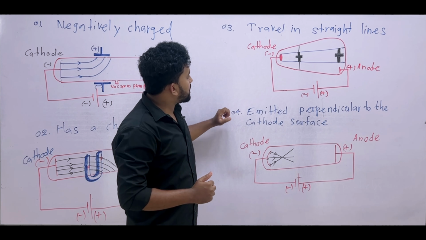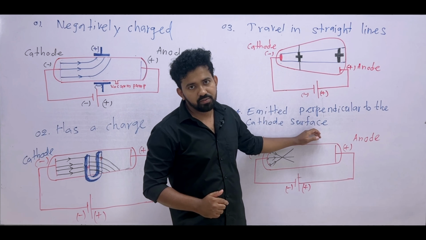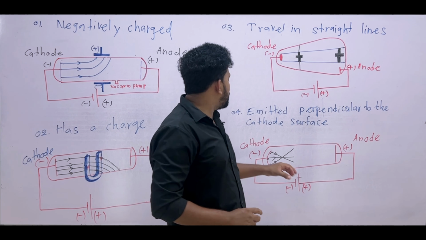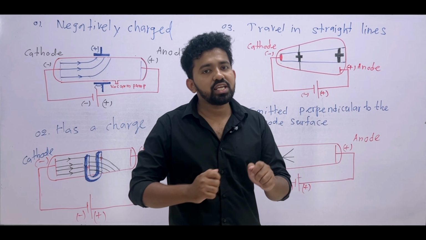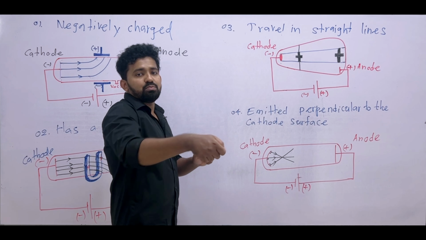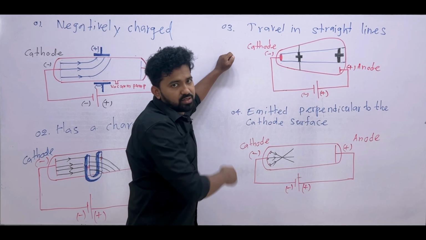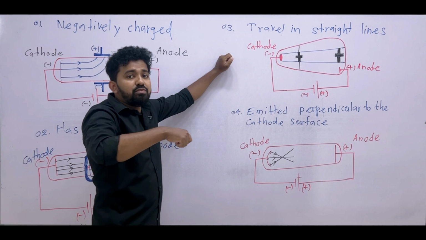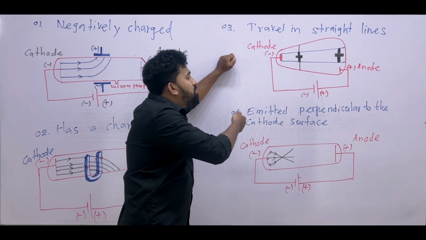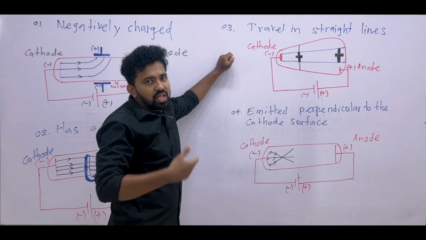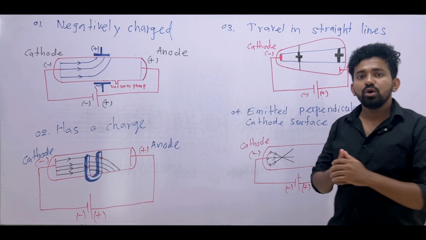The next one, the cathode ray is emitted perpendicular to the cathode surface. To prove this one, we use a concave cathode. When we use a concave cathode, we can observe that the cathode rays will focus on a point. From that we can say the cathode ray is emitted perpendicular to the cathode surface. So that is it. And then let's move to the fifth property of the cathode rays.